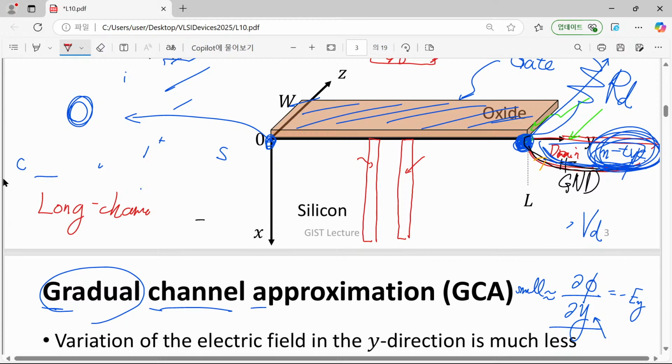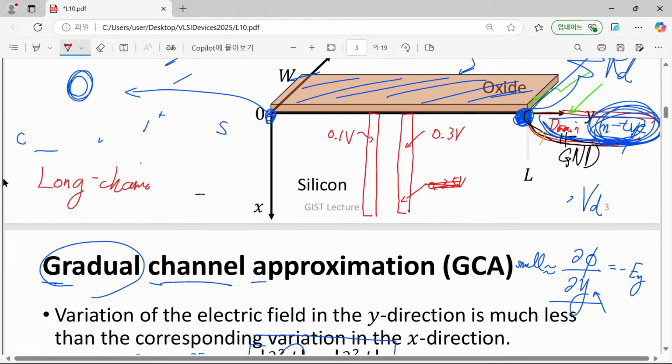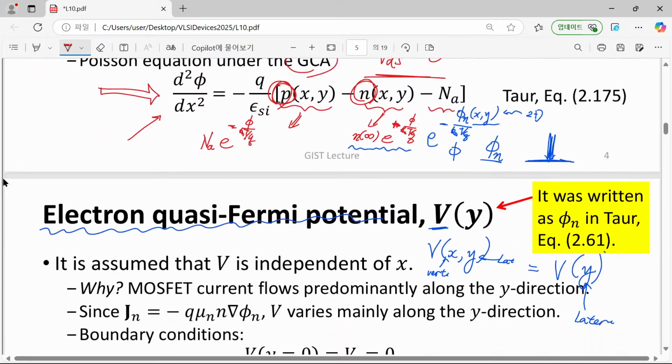For example, let's say this one is 0.1 volt. It's okay. And this one happens to be 0.3. It's okay. But in this approximation, we don't allow, for example, this point to be 0.35. It is not allowed. Along the vertical direction, we have no variations in the electron quasi-Fermi potential. How can we allow this kind of approximation?